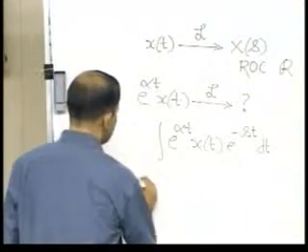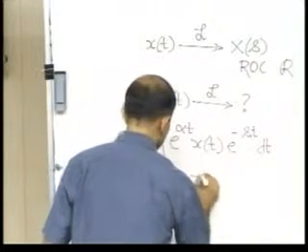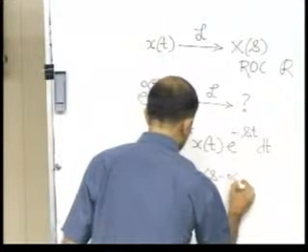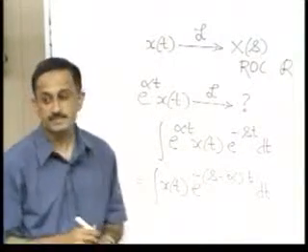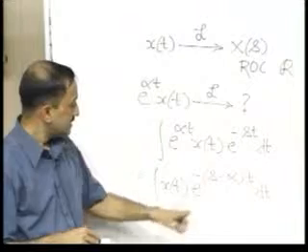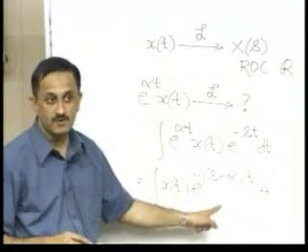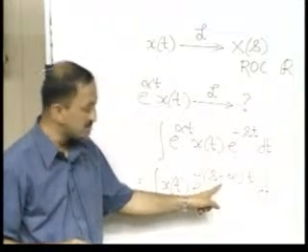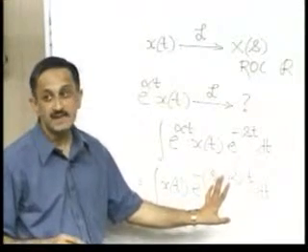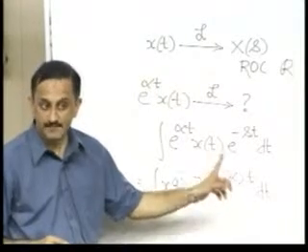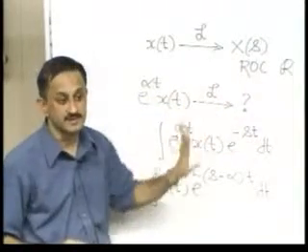Which we might rewrite as... now one notices that this is exactly the expression for the Laplace transform of x t with the variable s replaced by s minus alpha. And so, the only change that takes place is that the variable s is replaced by s minus alpha both in the expression as also in the region of convergence.